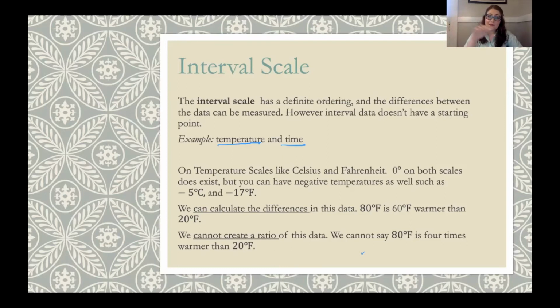So for example, on temperature scales like Celsius and Fahrenheit, even though there are zeros on both of those scales, we can also have negative temperature. We can calculate the differences in data. So for example, 80 degrees Fahrenheit is 60 degrees Fahrenheit warmer than 20 degrees Fahrenheit, but we cannot create a ratio of this data. We can't say 20 degrees Fahrenheit is a fourth as cold as 80 degrees Fahrenheit, or 80 degrees Fahrenheit is 4 times warmer than 20 degrees Fahrenheit. We can't say that.